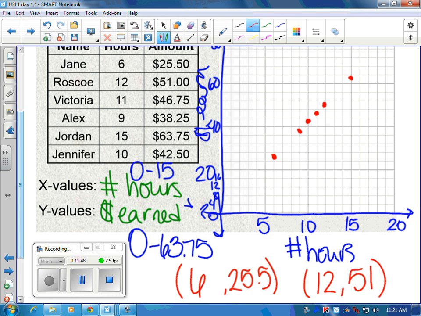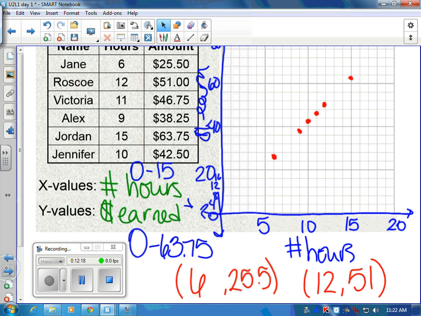You must label your axes, and you must be able to tell me what your scale is. The X, we're going from 0 to 15. That's the numbers I have to fit on my graph. Y's, I have to fit 0 to 63.75. So I'm going to go up by 20s each time. So make sure you can label your axes and pick a scale. Are you going by 1s like we did on the X? Are we going by 4s or 20s? Or what are we going to go by to fit everything? And then get your points as close as possible.